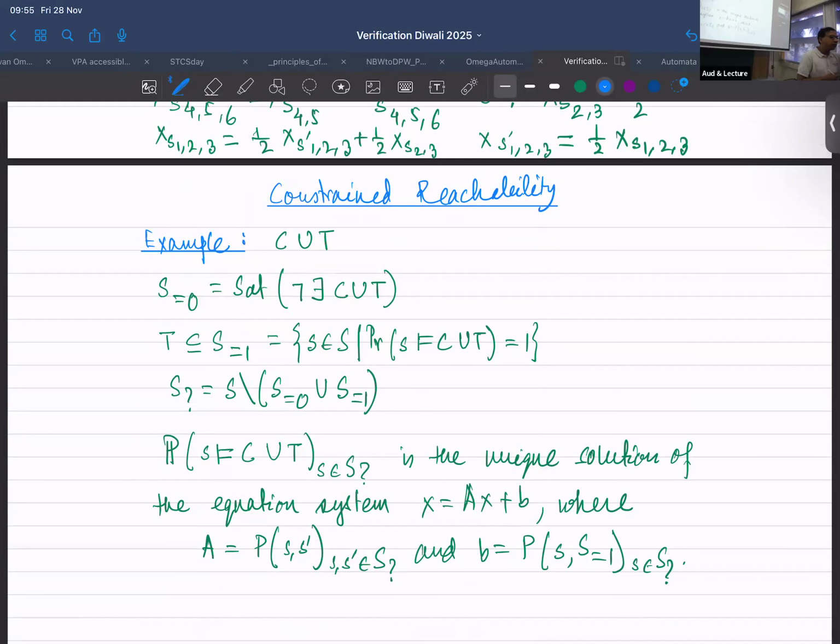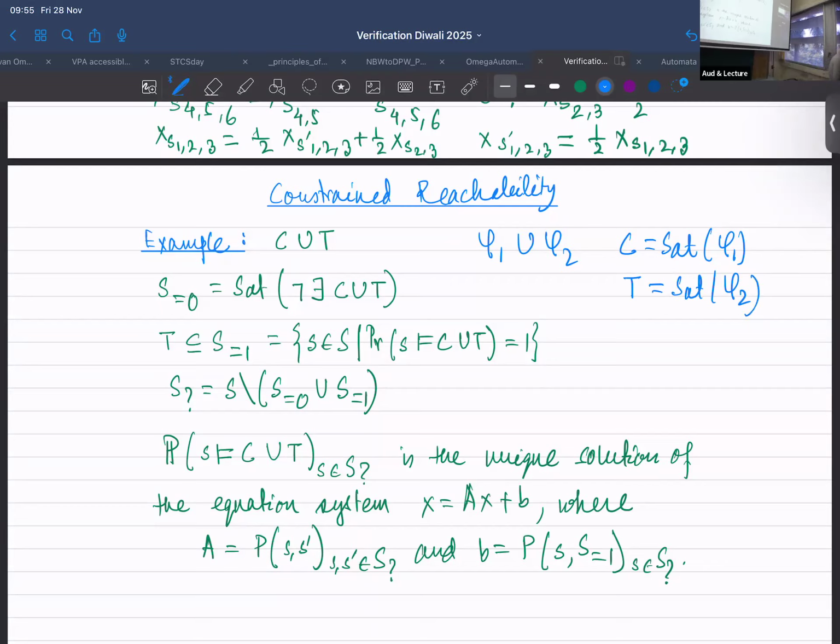And then we talked about something slightly more general kind of reachability, which is constraint reachability. So this is like talking about C until T, for example. Okay, so C until T is more or less like you can talk about phi 1 until phi 2, where C is the set of phi 1 and T is the set of phi 2, like this.